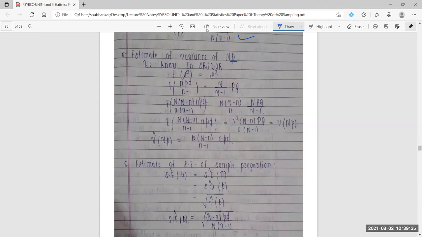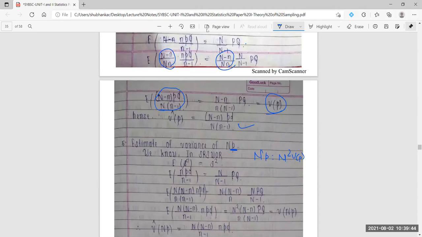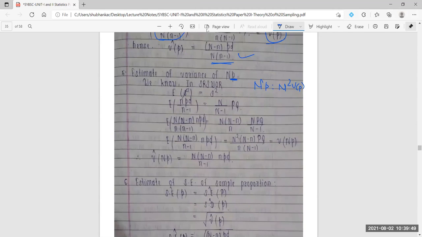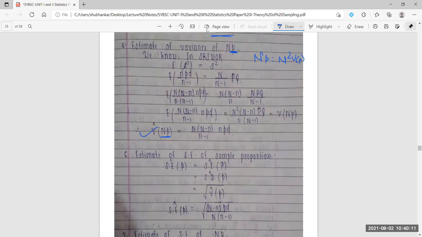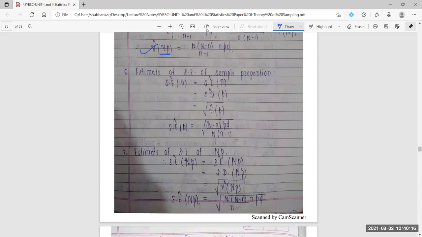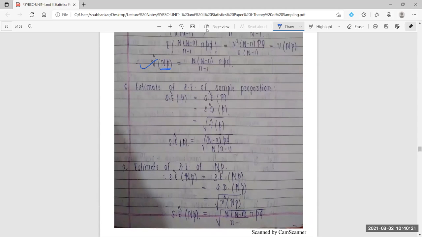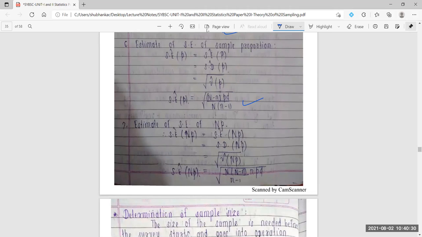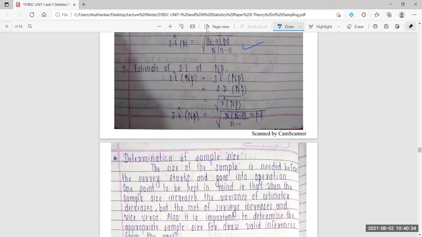We know that the variance of capital N into small p is N square into variance of p. So we find the variance of p here, and by multiplying N square to the term, you can find the estimate of the variance of Np. This is the case of the estimate of variance of NP. For the standard error of sample proportion, you can take the square root of this estimate, so you get the estimate of the standard error of proportion. Next, again, the estimate of standard error of proportion and the estimate of standard error of population total.